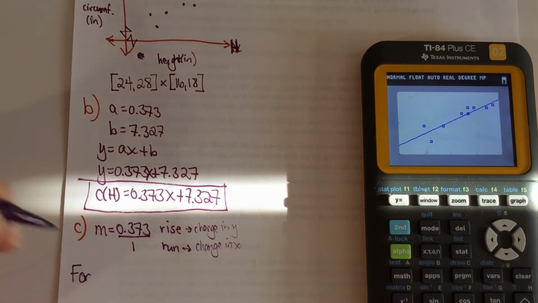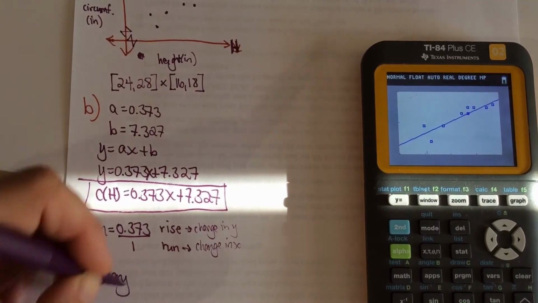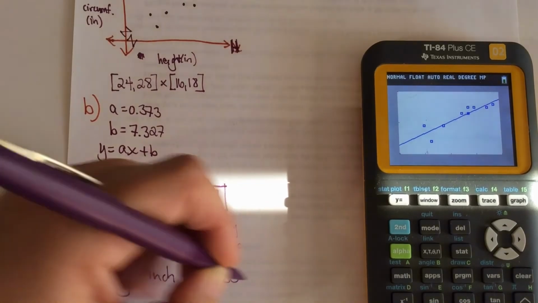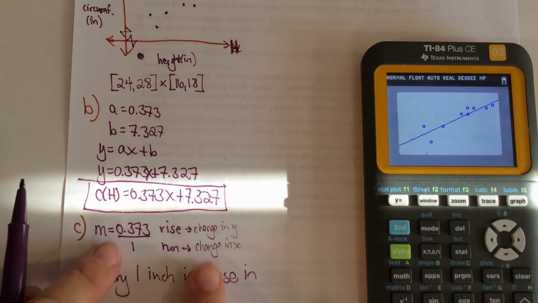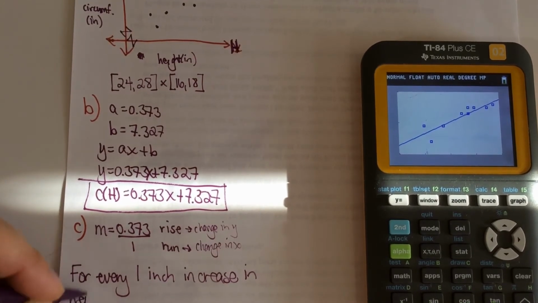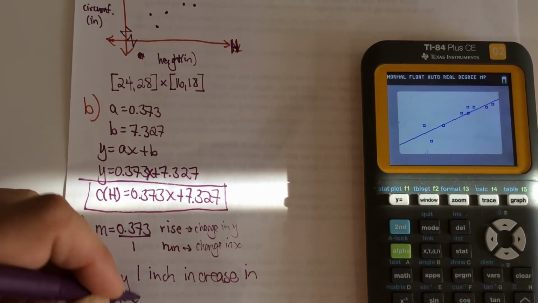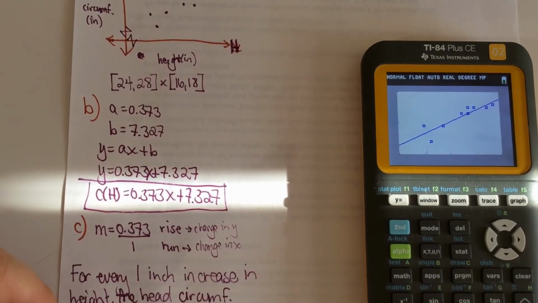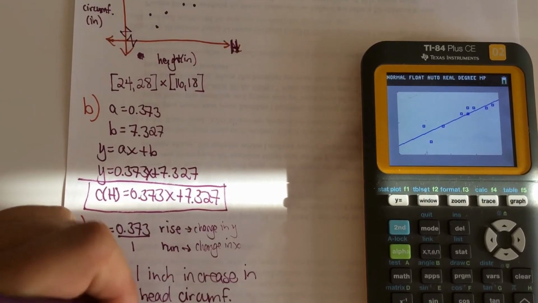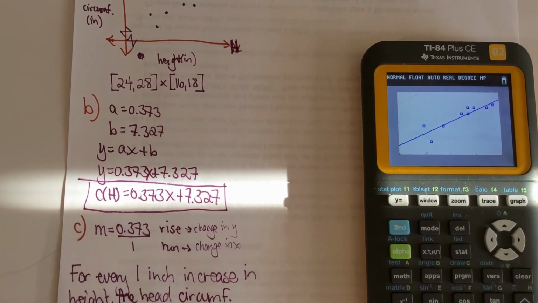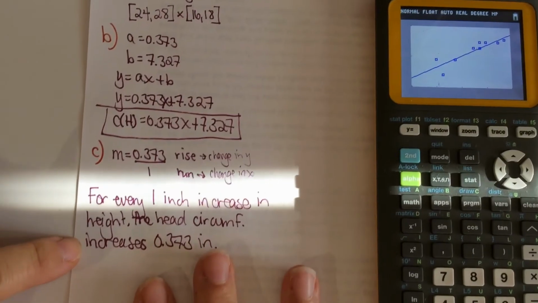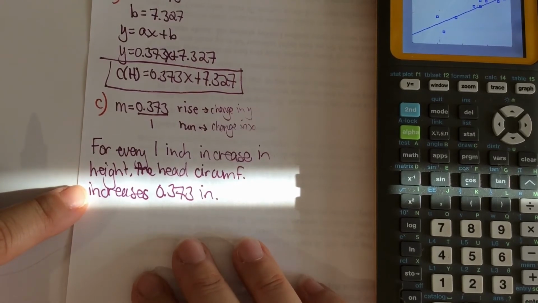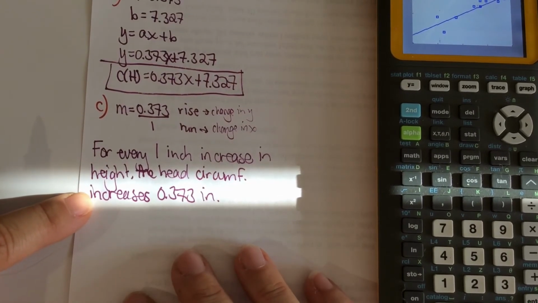So, and it's pretty much a formula here. For every one inch increase in height, the run, the x value, the head circumference increases 0.373 inches. Remember, the head circumference is dependent on the height. So make sure your sentence reads that way. The head circumference is dependent on the height.